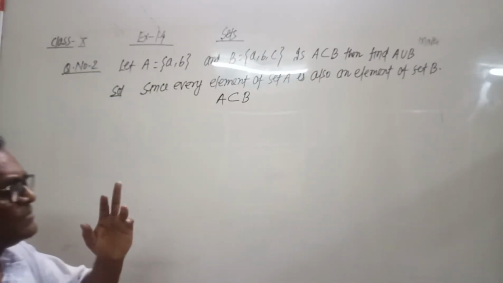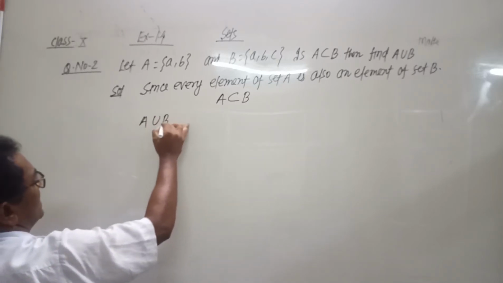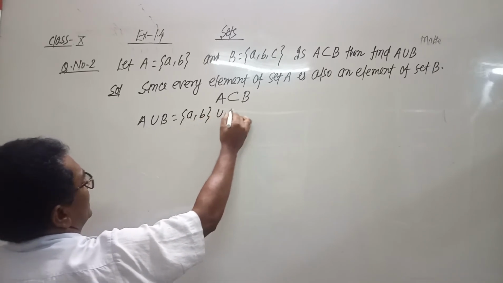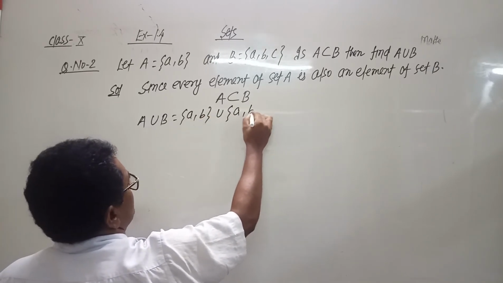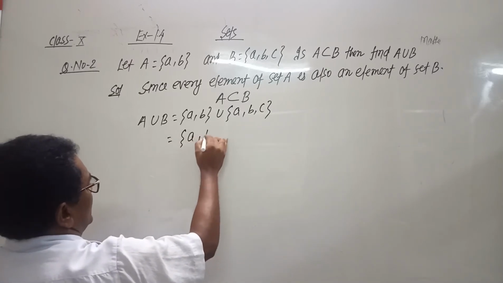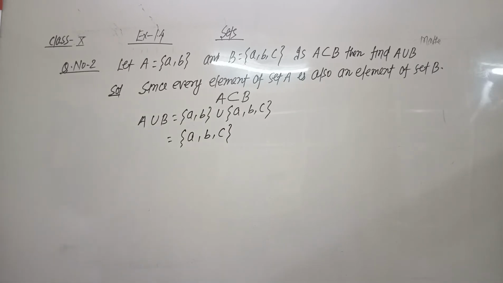Now the second part, we have to find A union B. So write down the set {a, b}, union the other set {a, b, c}, and write in combined way. So we get {a, b, c}. This is A union B.